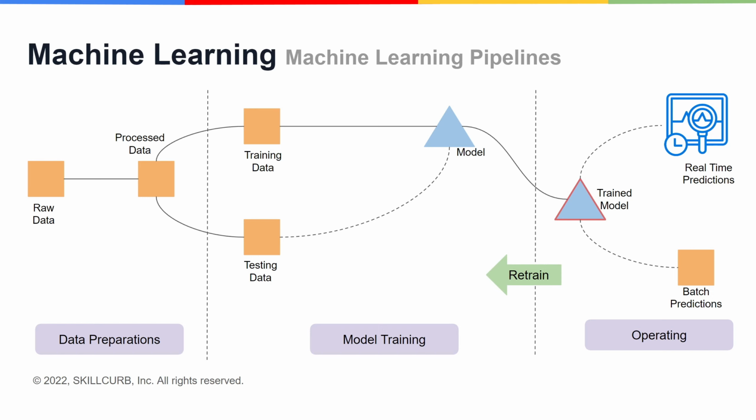When the model has been trained, it is often sent to production. Real-time predictions can then be made using the trained model. It's important to keep in mind that trained models lose effectiveness over time and typically need to be retrained, entering the training phase once more.